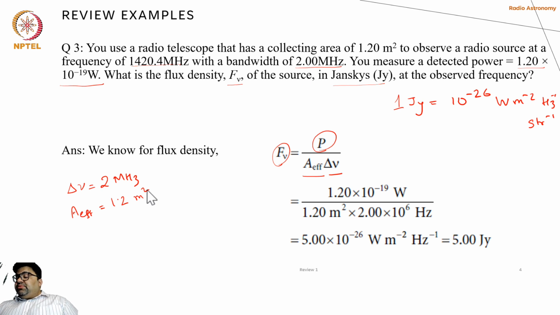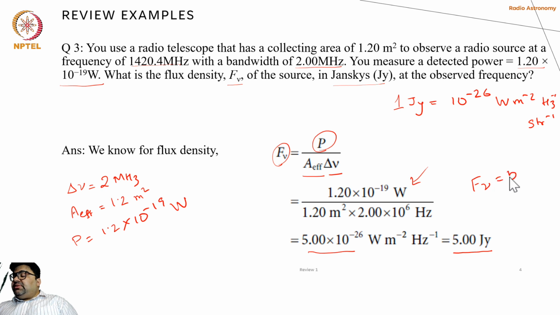So we plug all of them together. So the P is in watts. P is also given by 1.2 into 10 to the power minus 19 watts. So we plug that in. We plug all the other values. Finally, it came out to be 5 times 10 to the power minus 26. We do this scaling of 1 Jansky. So finally, we get 5 Jansky. So finally, the flux came out to be 5 Jansky in this case.